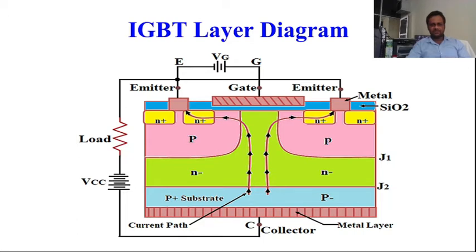When we have a positive voltage to the collector side and negative voltage to the emitter side, and the load is connected in the emitter to collector circuit, and no voltage is applied to the gate, then it is under the open circuit condition. That means it will not allow current to flow from the collector to emitter, so you are not having any kind of current in the load circuit.